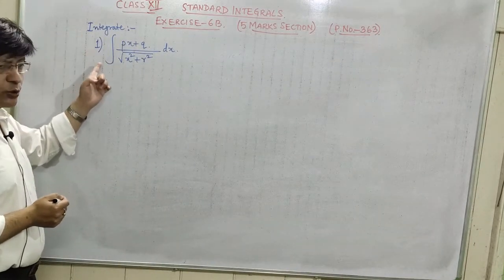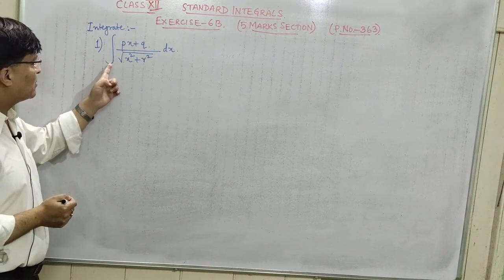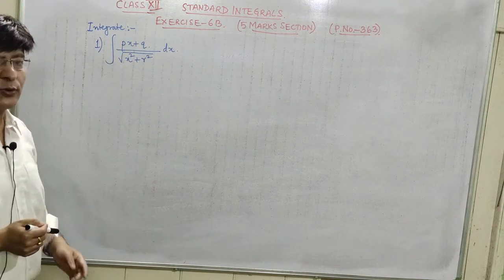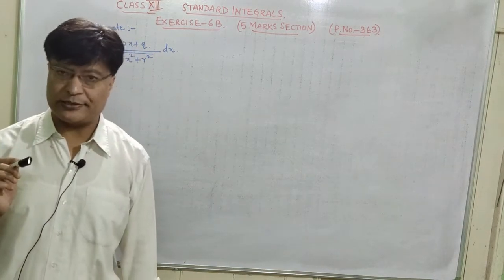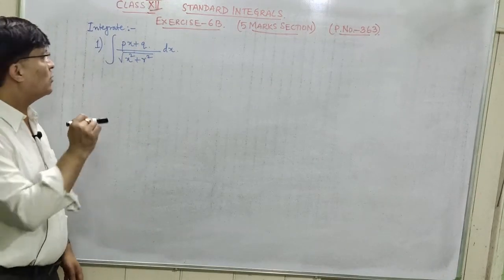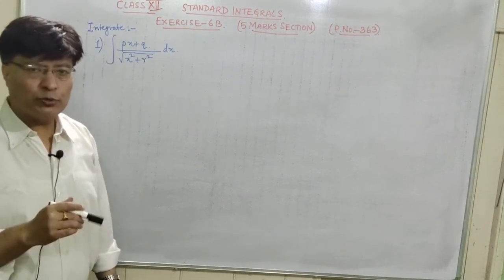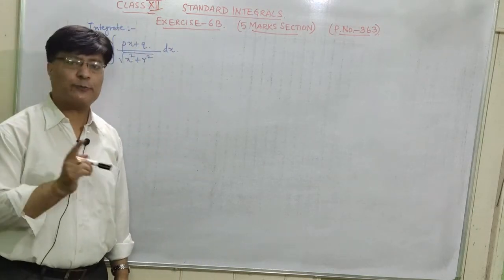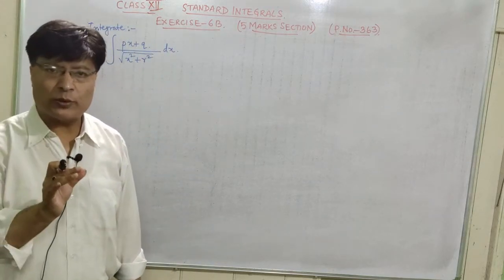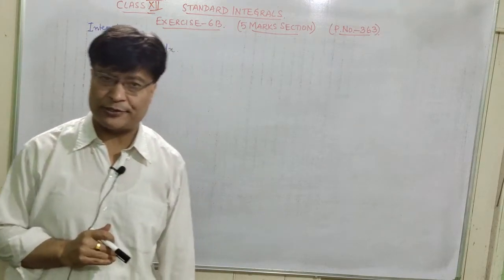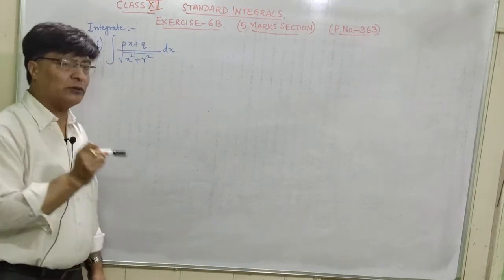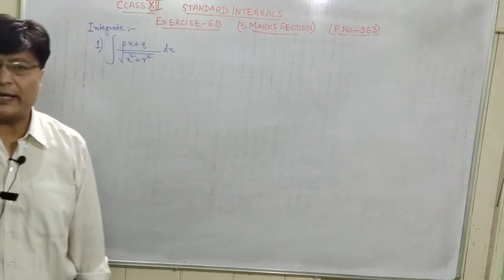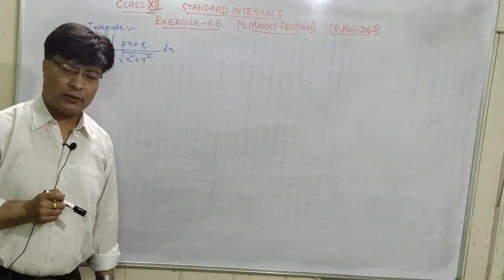So integrate. Question number 1 is the integral of (px plus q) divided by root under x square plus r square dx. Okay, so now in this case, in the numerator the highest power of x is 1, that is px plus q is there. This is known as a linear expression in x, and within the square root the power of x is 2. This is known as a quadratic expression in x.